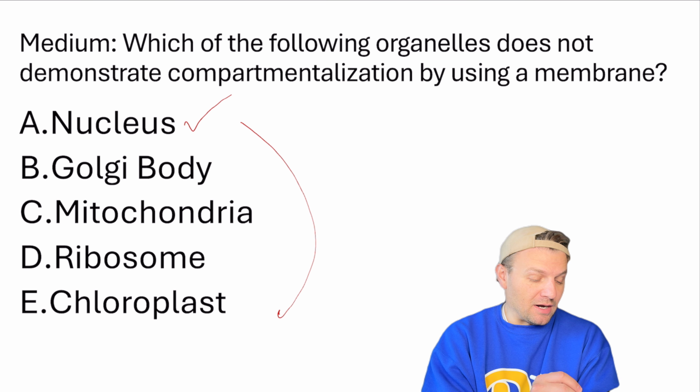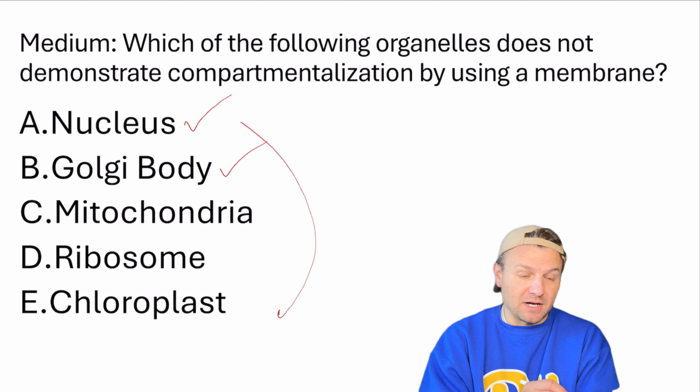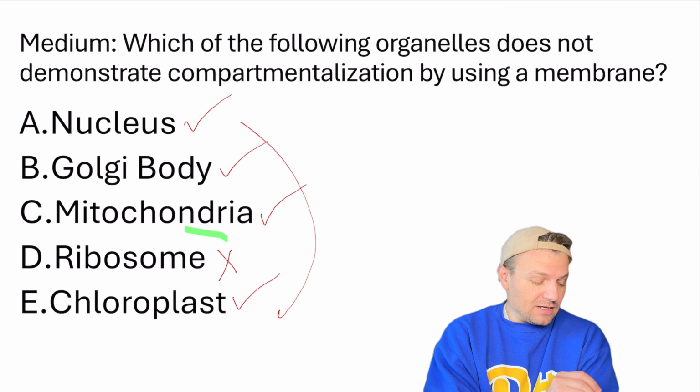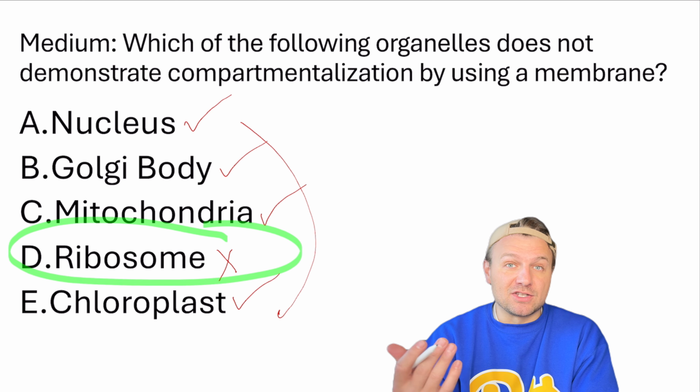Nucleus, that has a membrane. Golgi body, that has a membrane. Mitochondria, that has 2 membranes. Ribosome doesn't have a membrane. Chloroplast, yeah, it actually also has 2 membranes. So the answer here is ribosome, since it doesn't have its own membrane.